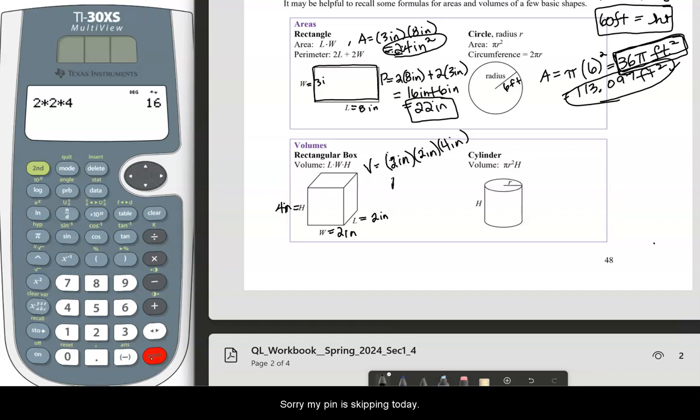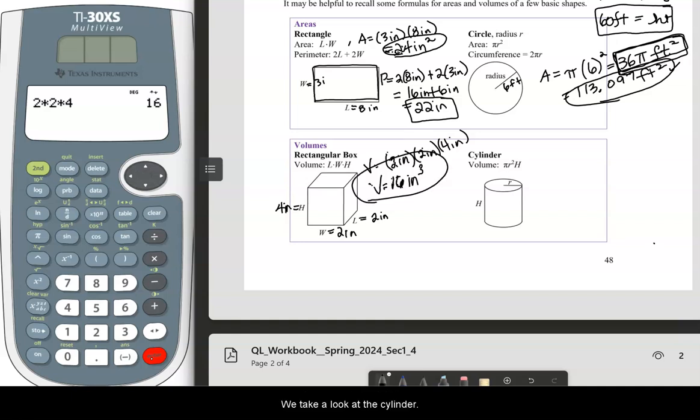Sorry, my pen is skipping today. And then inches times inches times inches is inches squared. Cubed, excuse me. Inches cubed. There's 3 of them, so it's inches cubed. So the volume of this rectangular box is 16 inches cubed.